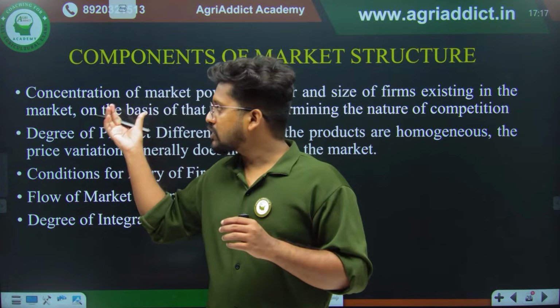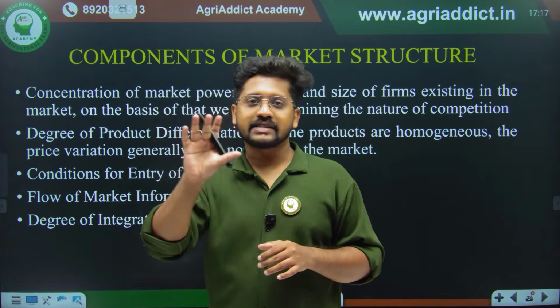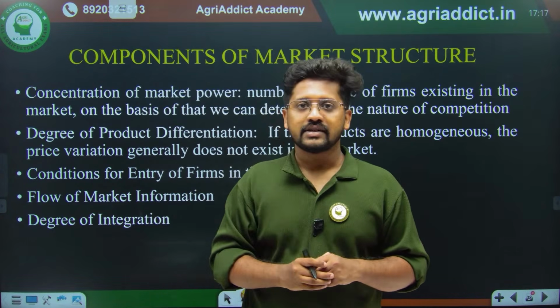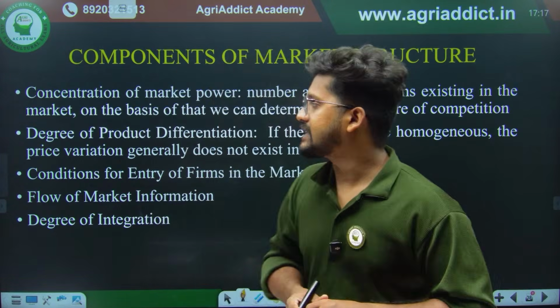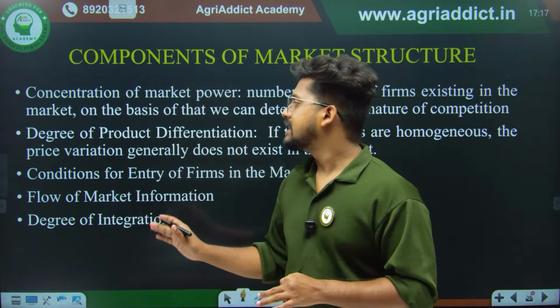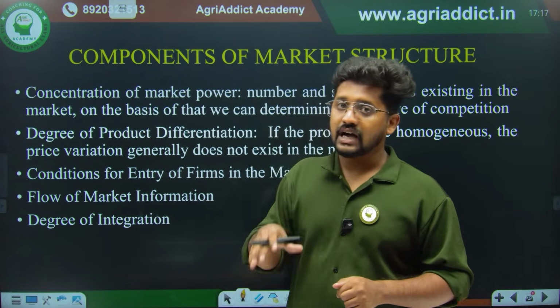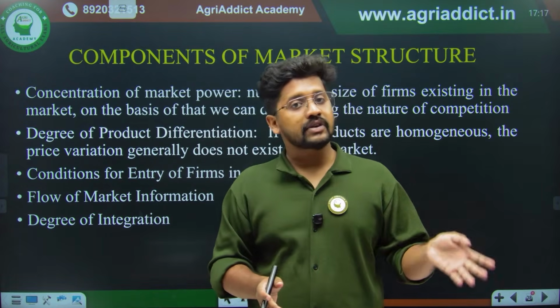So based on the concentration of the market power, we can say how the market structure is getting done, right? In monopoly, the concentration of market power will always be with a single seller, right? So concentration of market power is the first component of the market structure. Second one, degree of product differentiation. How the product is getting differentiated. If it is homogeneous, I can say that it is a perfectly competitive market.